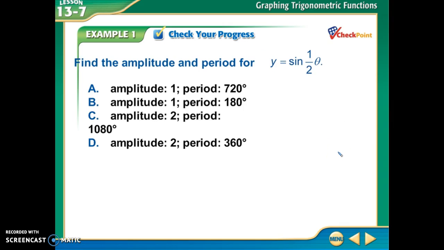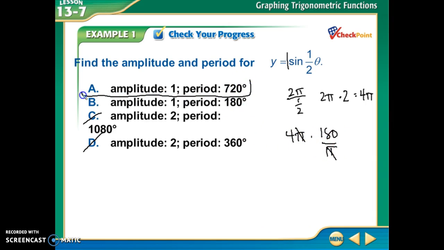All right, for this one I want to find it for sine of 1/2 theta. Again, my amplitude, my A value is 1, so that means I can cross out C and D. Right, then I'm going to do 2 pi divided by 1/2. So that becomes 2 pi times 2, which is 4 pi. All right, but again, my answers are in degrees, so we need to switch to degrees. Cross those out, so we get 180 times 4, which is 720.